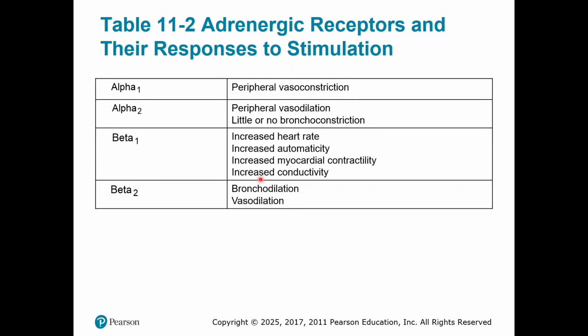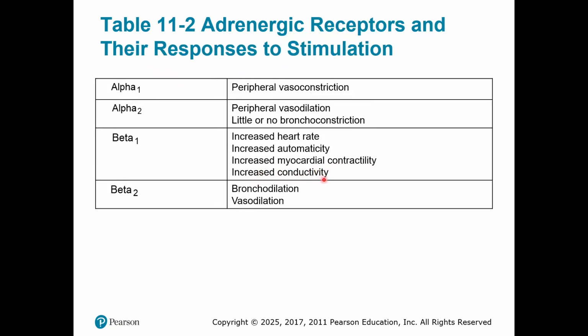Beta 1. Hopefully you learn how to remember beta 1 versus beta 2. Beta 1, how many hearts do you have? You have one heart. How many lungs do you have? 2 lungs, beta 2. Beta 1 is going to affect the heart. Remember, if I want blood pressure to come up, let's increase the heart rate. Let's increase automaticity. Increase myocardial contractility. Remember, I just gave the example a minute ago, heart rate times stroke volume. Well, this is going to affect stroke volume, increasing the contractility.